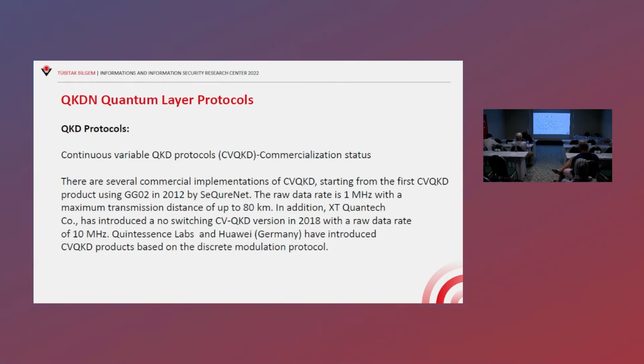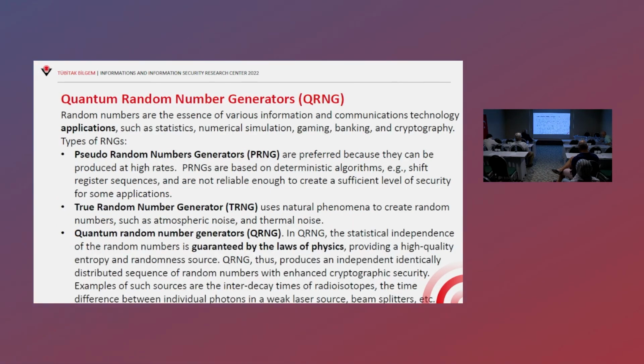As for the commercialization of continuous variable QKD and discrete variable QKD, there are quite a few commercial products nowadays, and even some commercial organizations, like banks, have had implementations for some time. Banks and other places, besides these test beds, and other government organizations use QKD protocols. There are suitable commercialized products, both in continuous variable QKD and also discrete variable QKD.